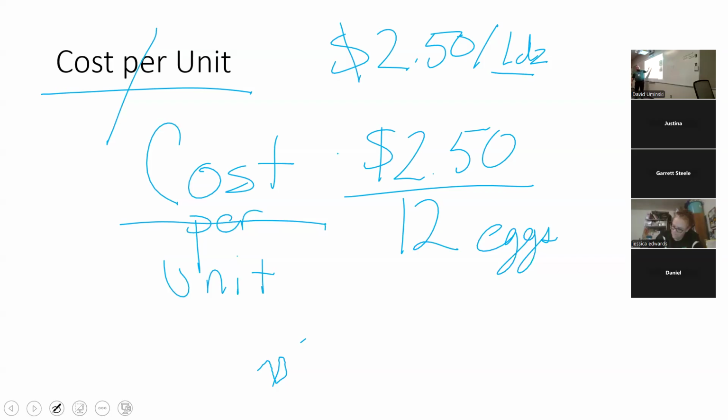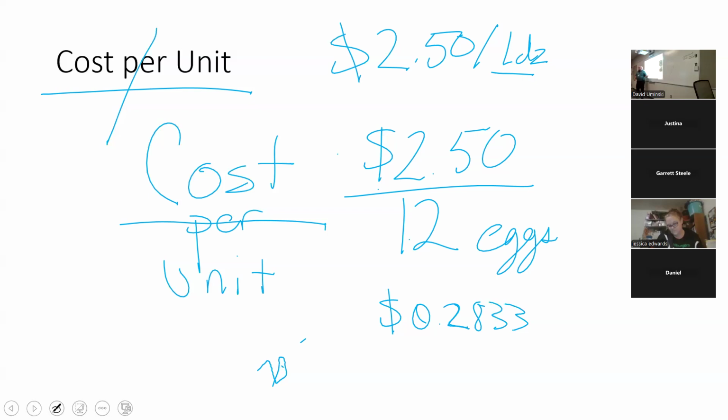So I do cost per unit. And now when I do 250 divided by 12, what do I get? 0.2, what? 8333. 8333 repeating? Yes. Okay.